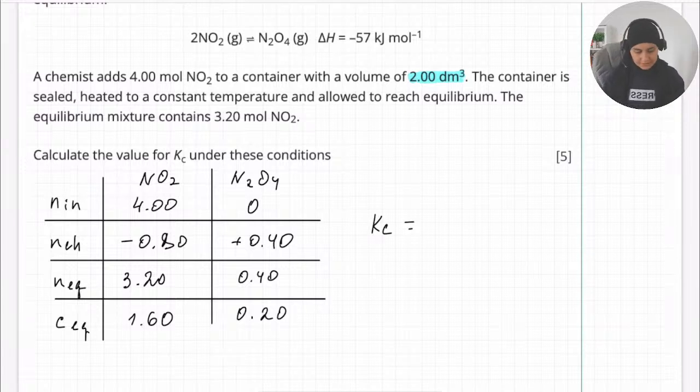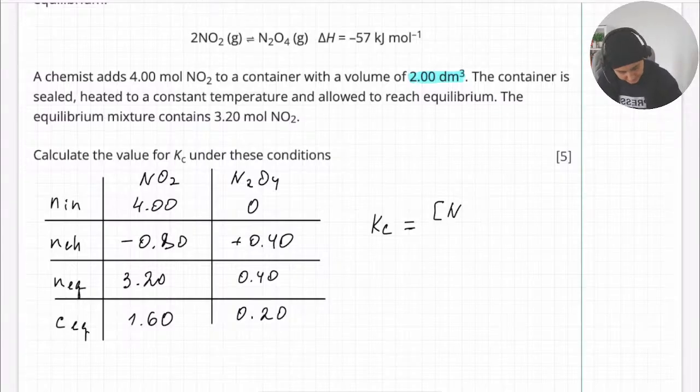Kc, which we don't have. Yeah, you see it's 5 marks. So 5 marks, let's see. We go products over reactants. So guys, I can see you. Oh yeah, I can see the questions. I'll answer a bit later. Hold on, let's finish that one and then I'll answer your question.